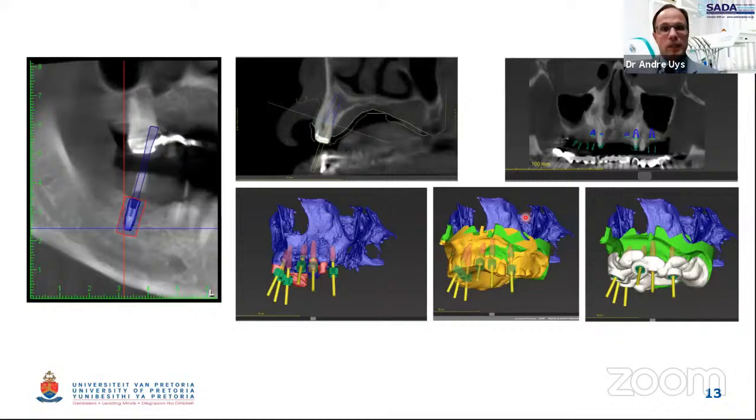We also use the CBCT for virtual planning of implant placement as well as stent designs. And this is just an example to show you a stent design for implant placement, as well as that virtual planning of an implant. And you can place it and see exactly how close you are to your inferior alveolar canal or any other structures in that area.